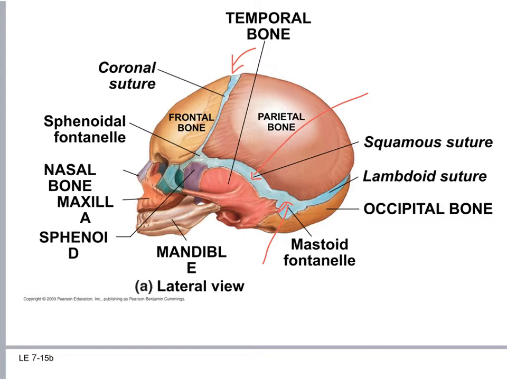Okay? But before they suture together, where those fibrous sutures come together, they form big fibrous areas that we call fontanelles. And fontanelles, the layman's term for those is soft spots. So there's a couple of soft spots that are smaller, like the mastoid fontanelle. That's in between the lambdoid suture and the squamous suture. And then there's also a sphenoidal fontanelle, and that's between the coronal suture and the squamous suture, where they come together.